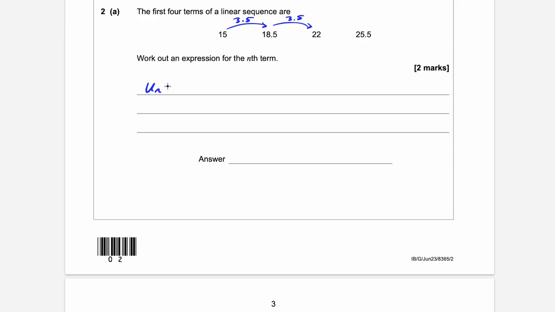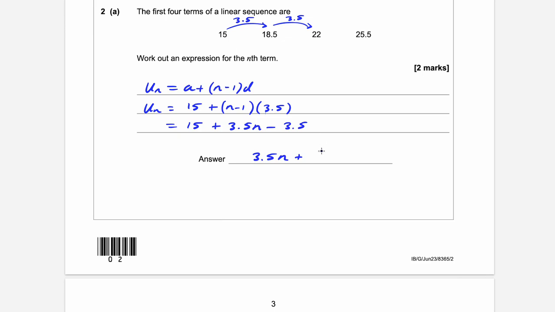The formula is u n equals a plus (n minus 1) d. This is the formula for the nth term. So the nth term, u of n, is equal to the first term, 15, plus (n minus 1) times 3.5, which is 15 plus 3.5n, that's 3.5 times n, minus 3.5, because 3.5 times minus 1. And this gives me 3.5n plus 15 minus 3.5, which is 11.5.